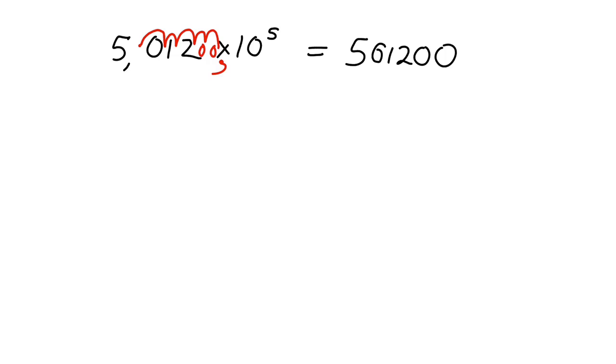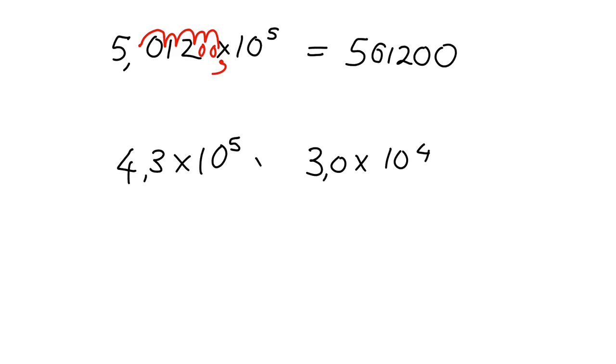We can also do calculations using this scientific notation. So say we have something like 4,3 times 10 to the power of 5. That's one number in scientific notation. And then let's say we've got 3,0 times 10 to the power of 4. I'm just writing it as 3,0 because you can see nicely then that it's in scientific notation. But obviously 3,0 is just 3.